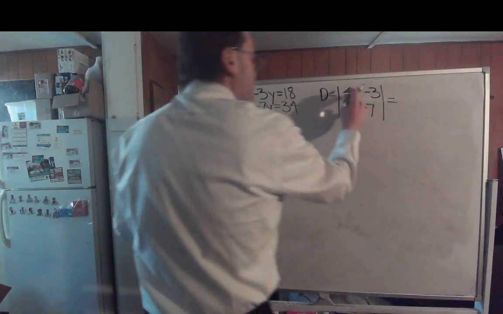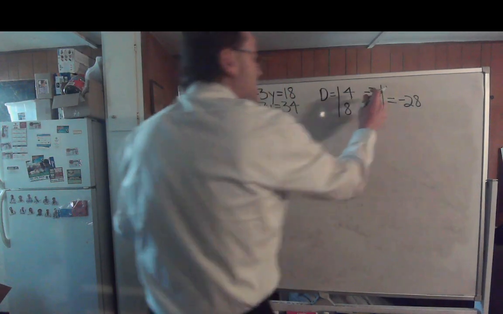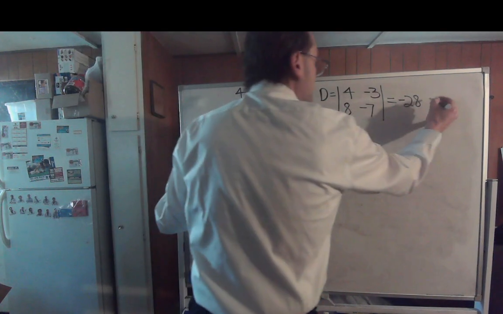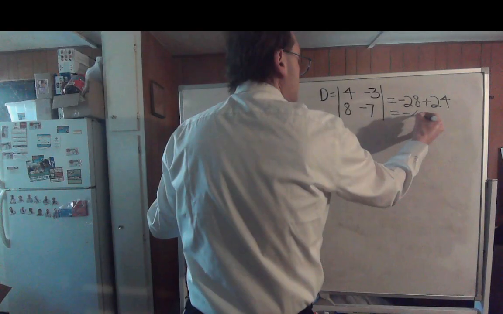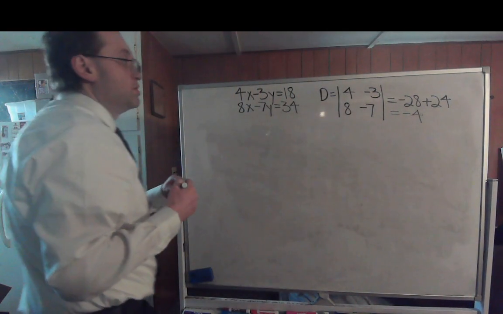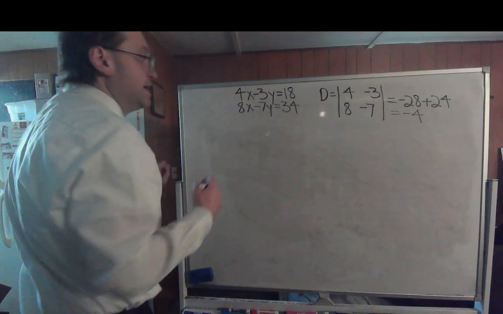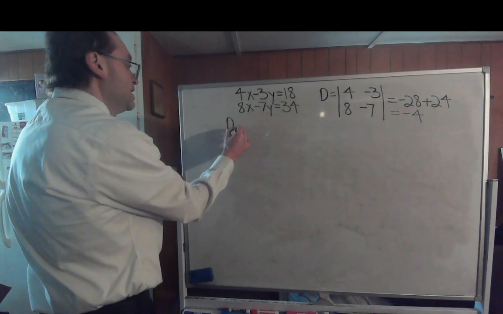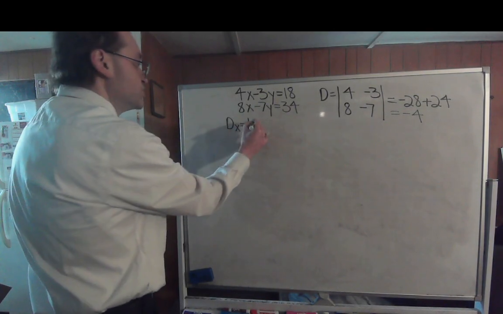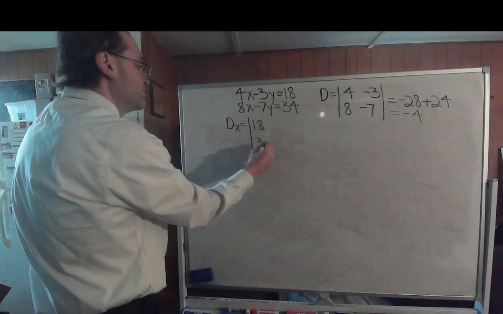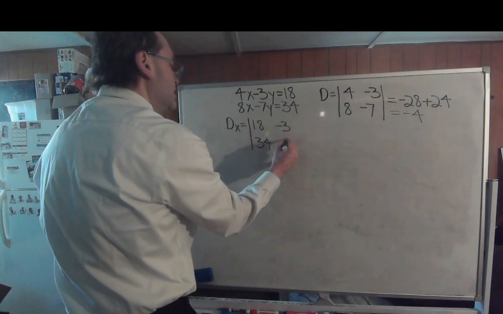All right, 4 times negative 7, that's negative 28. Minus negative 3 turns into plus 3 times 8, that'd be plus 24, giving you the value of D to just be negative 4. So our coefficient determinant is negative 4. Now in order to find x, let's take our D sub x. So for D sub x, you'll replace your x coefficients with the 18 and 34. You'll keep your y coefficients the same of that negative 3 and negative 7.